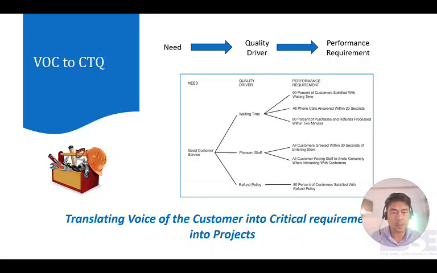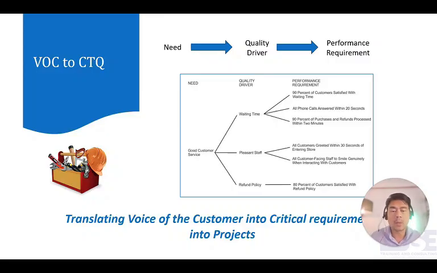If your customer has a purchase or a refund request, ideally 90% should be addressed within 2 minutes. How pleasant your staff are can be measured in terms of being greeted within 30 seconds upon entering a store, or having a customer-facing staff member smiling genuinely when interacting with your customer.